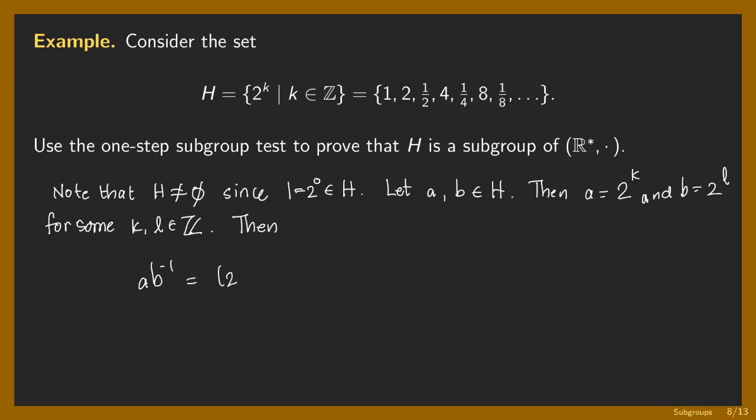If I compute this, you get this. With some algebra, this becomes 2 to the minus L, and combining the exponents, we get this. So what we see here is another power of 2. So therefore, I can now say that AB inverse is another element of H. So we can now conclude that H is a subgroup of G.